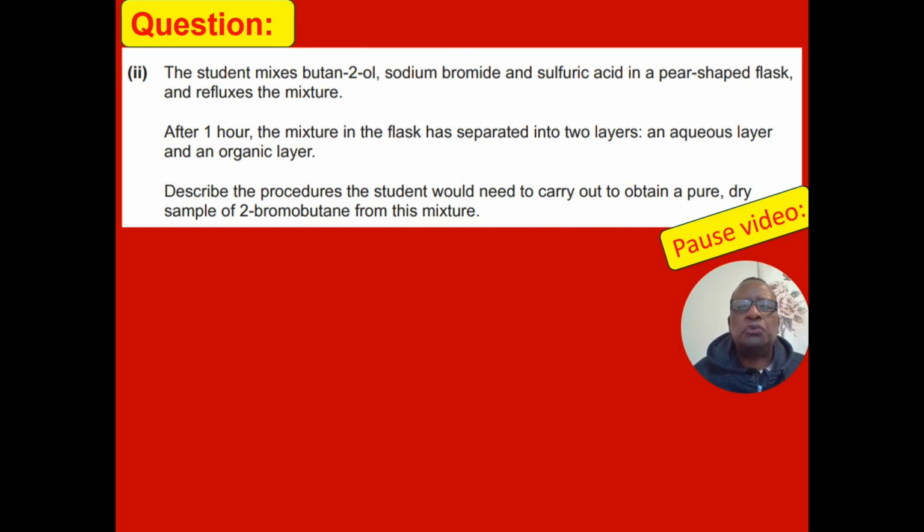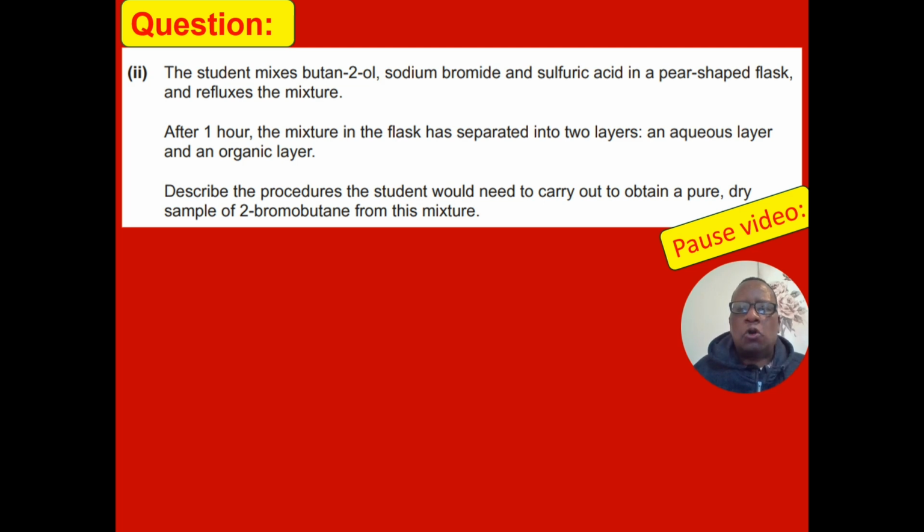Butan-2-ol and sodium bromide. What type of reaction is this? Substitution. So what are we going to form? 2-bromobutane, nucleophilic substitution, probably. But the question asks you to describe the procedures the student would need to carry out to obtain a pure, dry sample of 2-bromobutane.